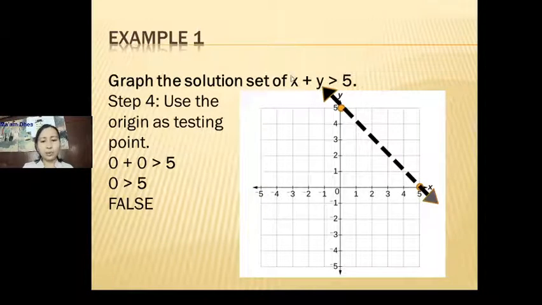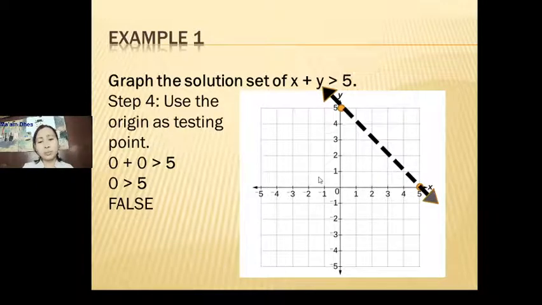Okay, so if you're going to substitute using our equation x plus y is greater than 5, we're going to substitute x is 0 and then y is 0 also. So 0 plus 0 is greater than 5, and adding 0 plus 0 is still 0, is greater than 5. Is 0 greater than 5? Of course, it's wrong. So that is false.